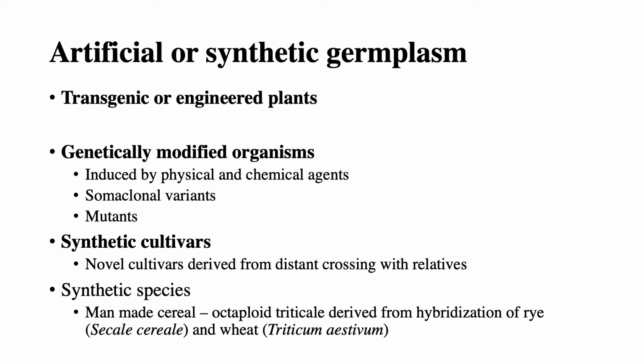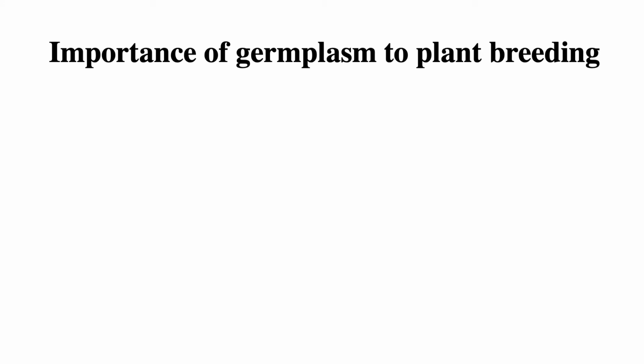So these types of germplasm resources have become very important materials in genetics and plant breeding. Now we will discuss the importance of germplasm to plant breeding. Germplasm is the lifeblood of plant breeding, without which breeding is impossible to conduct.